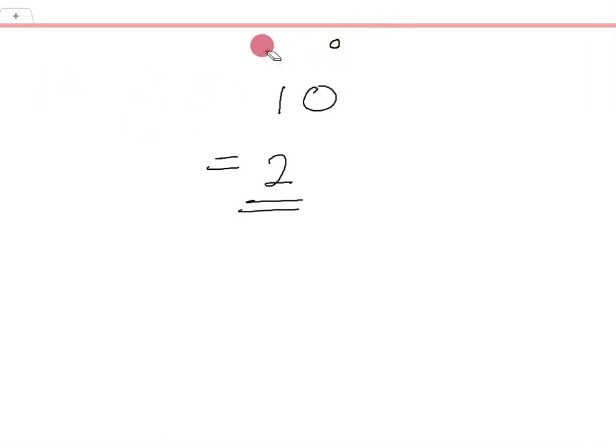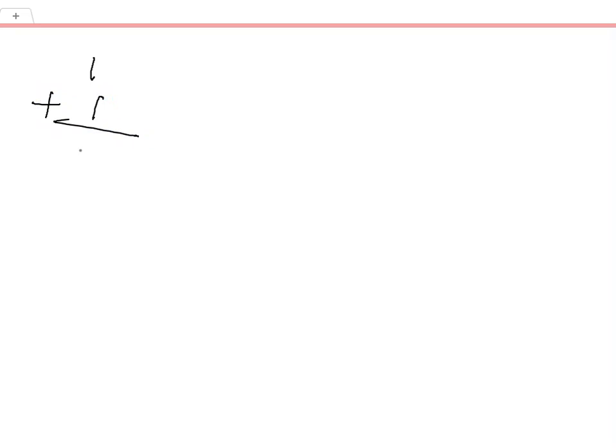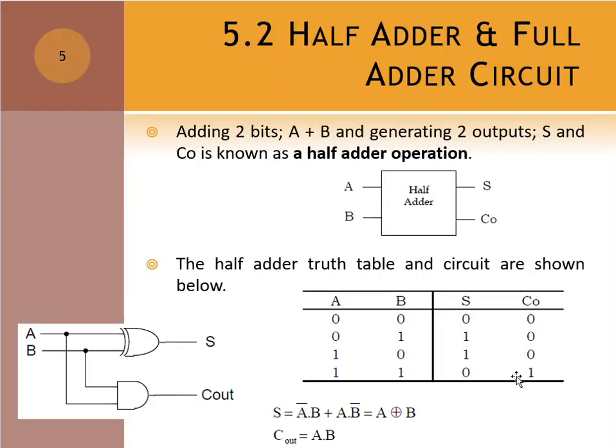Okay, let's try to write here. If you have 1 plus 1, in binary the answer is 2. So this one is sum and this is known as C out. So that's how you have sum 0, C out 1.